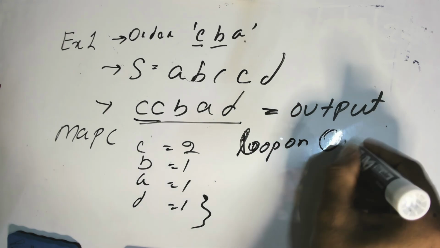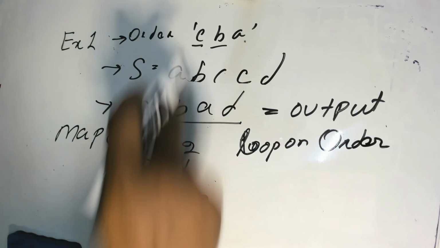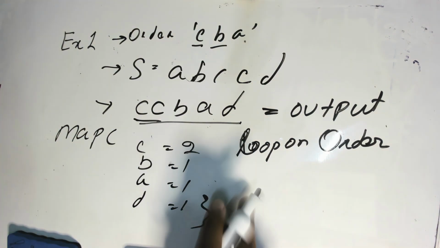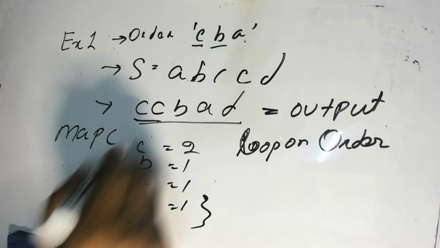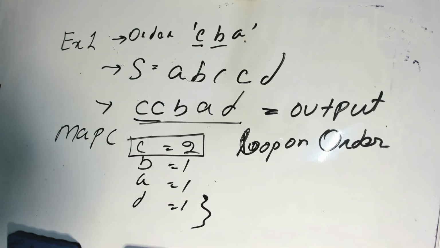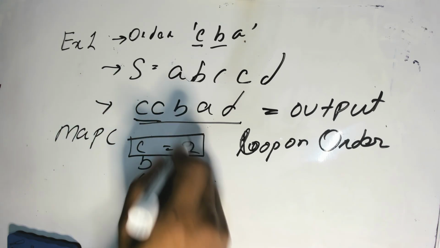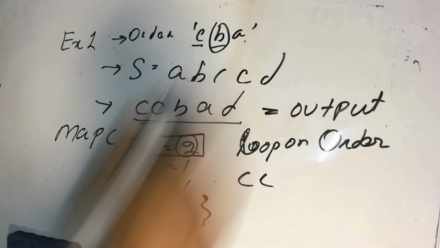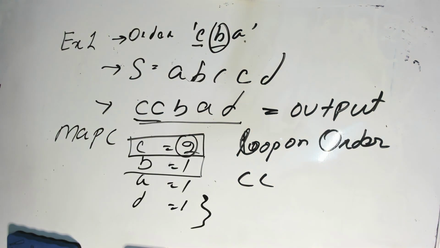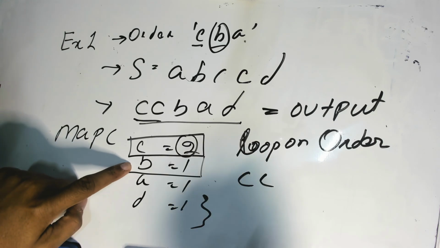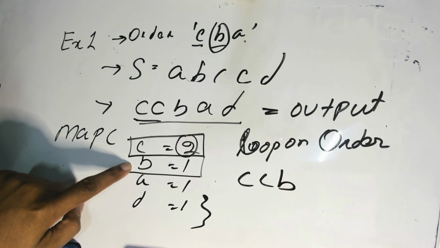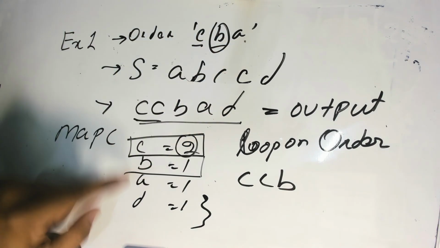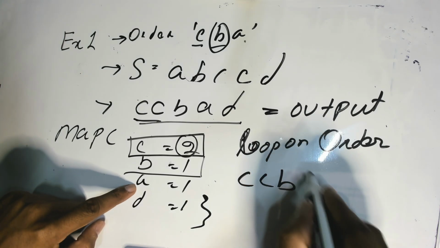If we loop on order, now we're going to find C. Then you see, okay, C is present. There are two C's, so we're going to build our string. We're going to add 2 C's to our string, right? Then it will go to B. We're going to get the frequency of B from the map, and then we're going to add that to our string. Same way we're going to go to A, find A and add it.